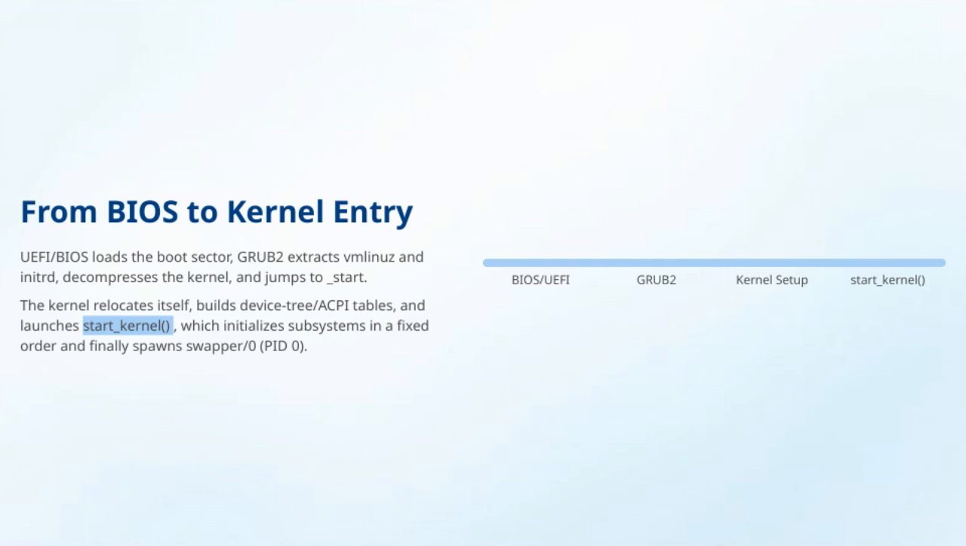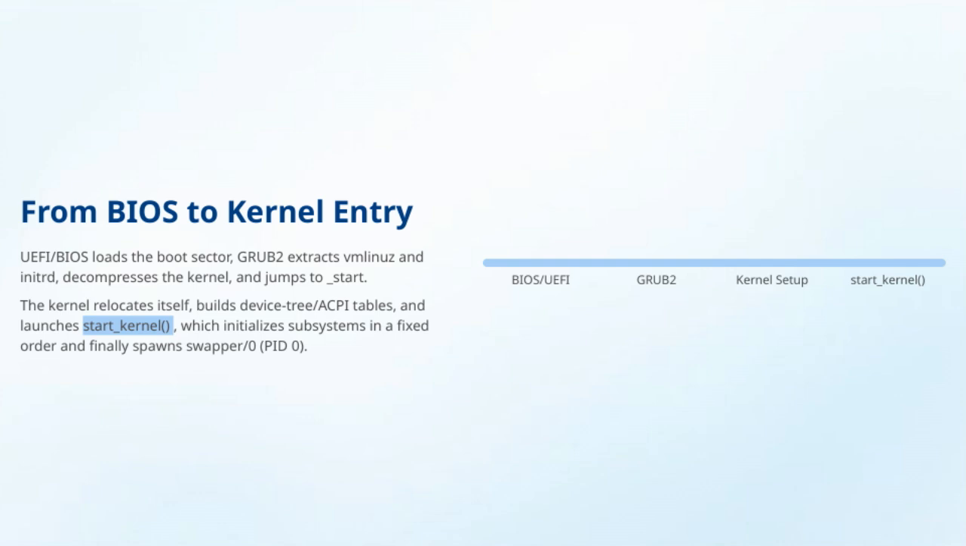The kernel adjusts its memory addresses to fit into the system's memory map. It also builds important data structures like device tree and ACPI tables, which help the kernel understand the hardware it's running on. After these setup steps, the kernel calls start_kernel. This is where the kernel initializes all its subsystems, like memory management, process scheduling, and device drivers, in a specific order to ensure everything is ready for the operating system to run smoothly.